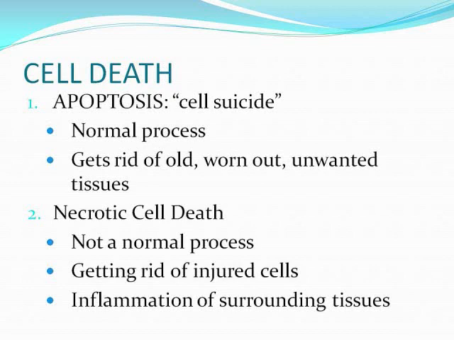The second way cells die is called necrotic cell death. It's not a normal process. The body is getting rid of injured cells, and quite often the cells around the ones that are dying off are experiencing inflammation. This would be the necrotic cell death. We're talking about injured cells, cells that have been injured, frostbite, burns, radiation, chemical or biological damage, or tissue trauma.